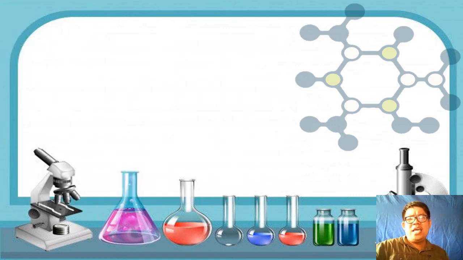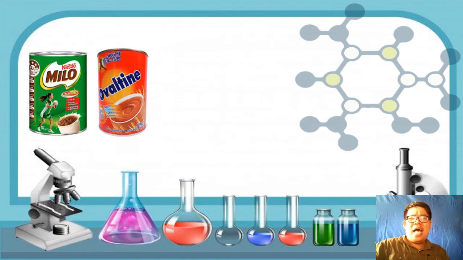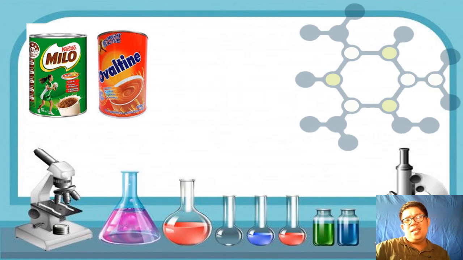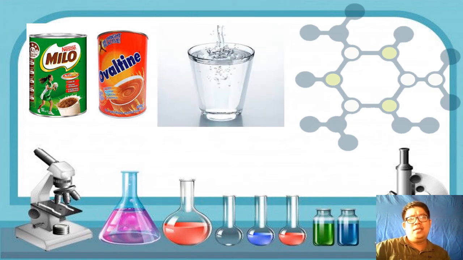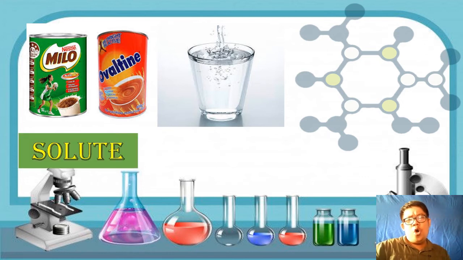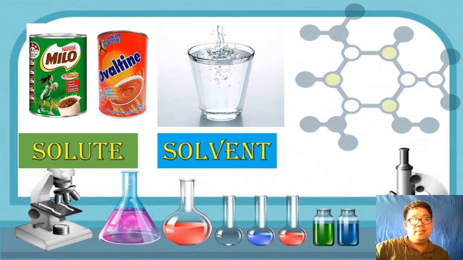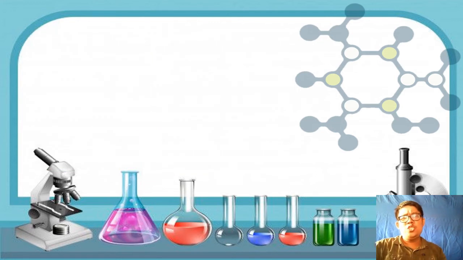Sa pagtimpla ng inyong chocolate drink, either Milo or Ovaltine, at ang ating tubig, alam ba ninyo kung alin sa mga material na yan ang solute o solvent? Tama. Ang solute natin ay Milo o Ovaltine at ang ating solvent naman ay ang tubig. I will show you a diagram that will explain matter.